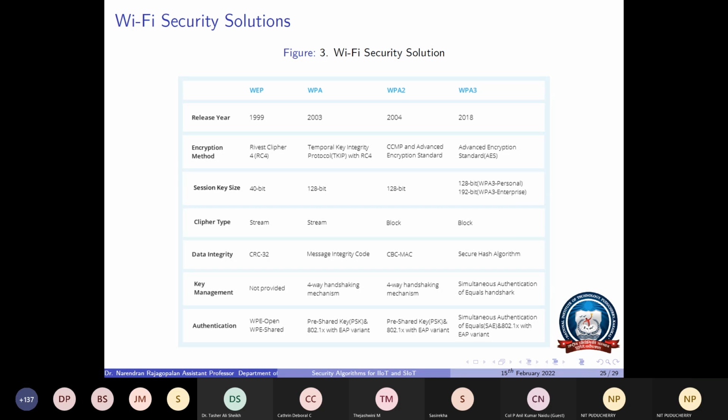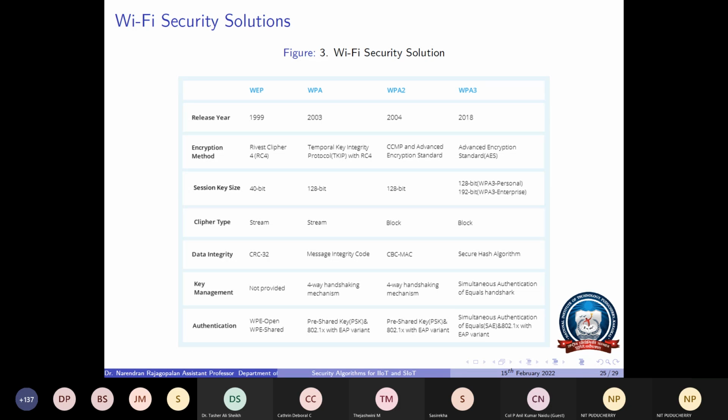Key management was not supported with Wired Equivalent Privacy. WEP had many flaws, and with a man-in-the-middle attack, attackers were able to break the WEP functionality. So it ceased to exist, and WPA came into existence in the year 2003. Even though it also used RC4, it was able to improve the security with the Temporal Key Integrity Protocol.